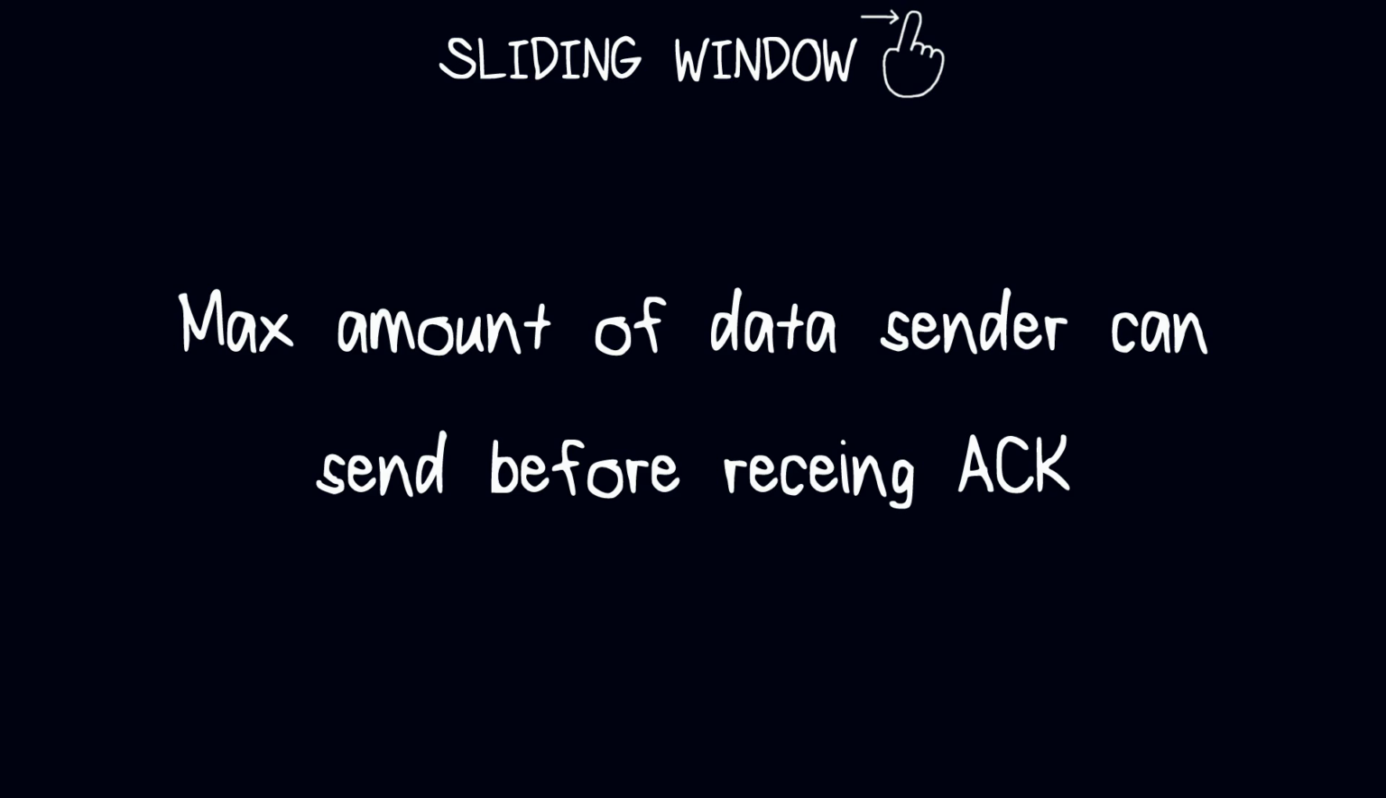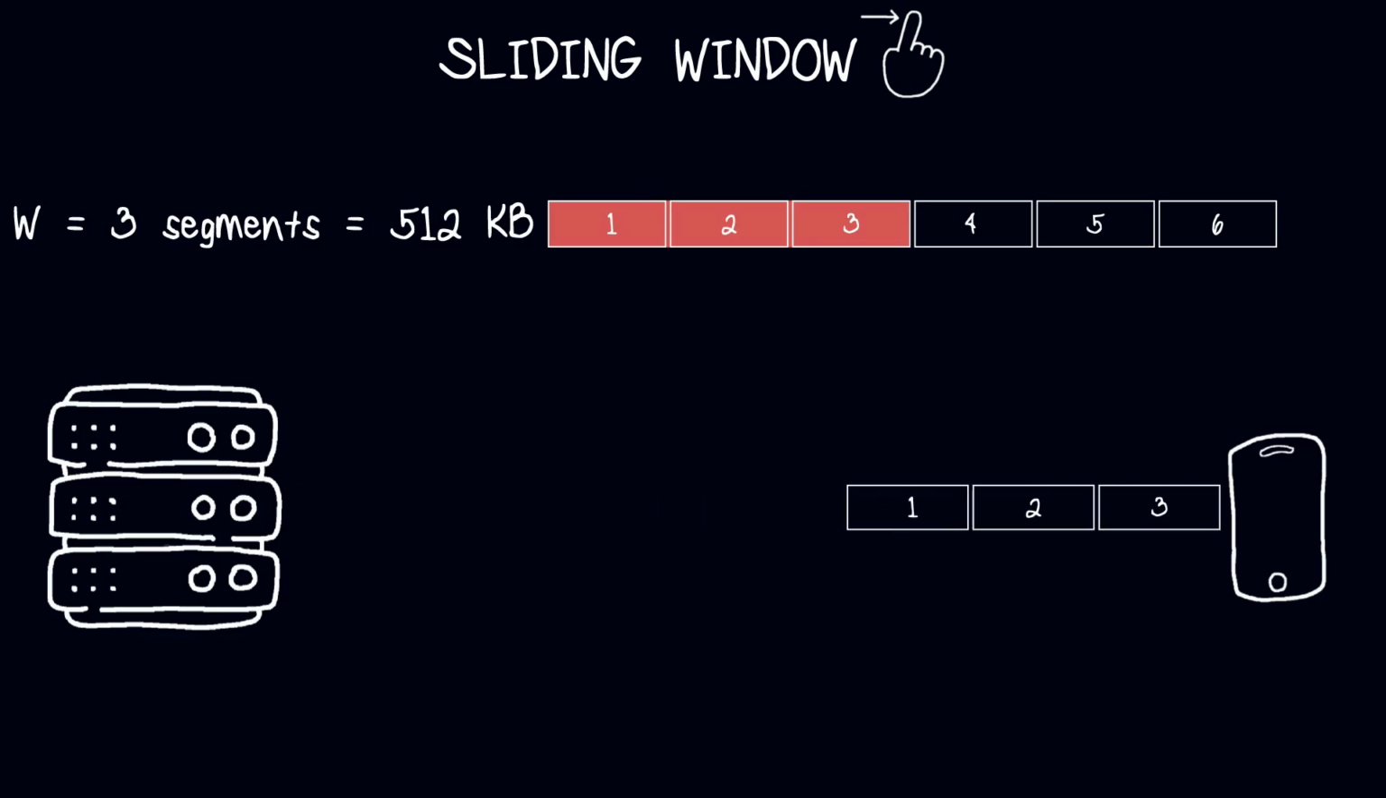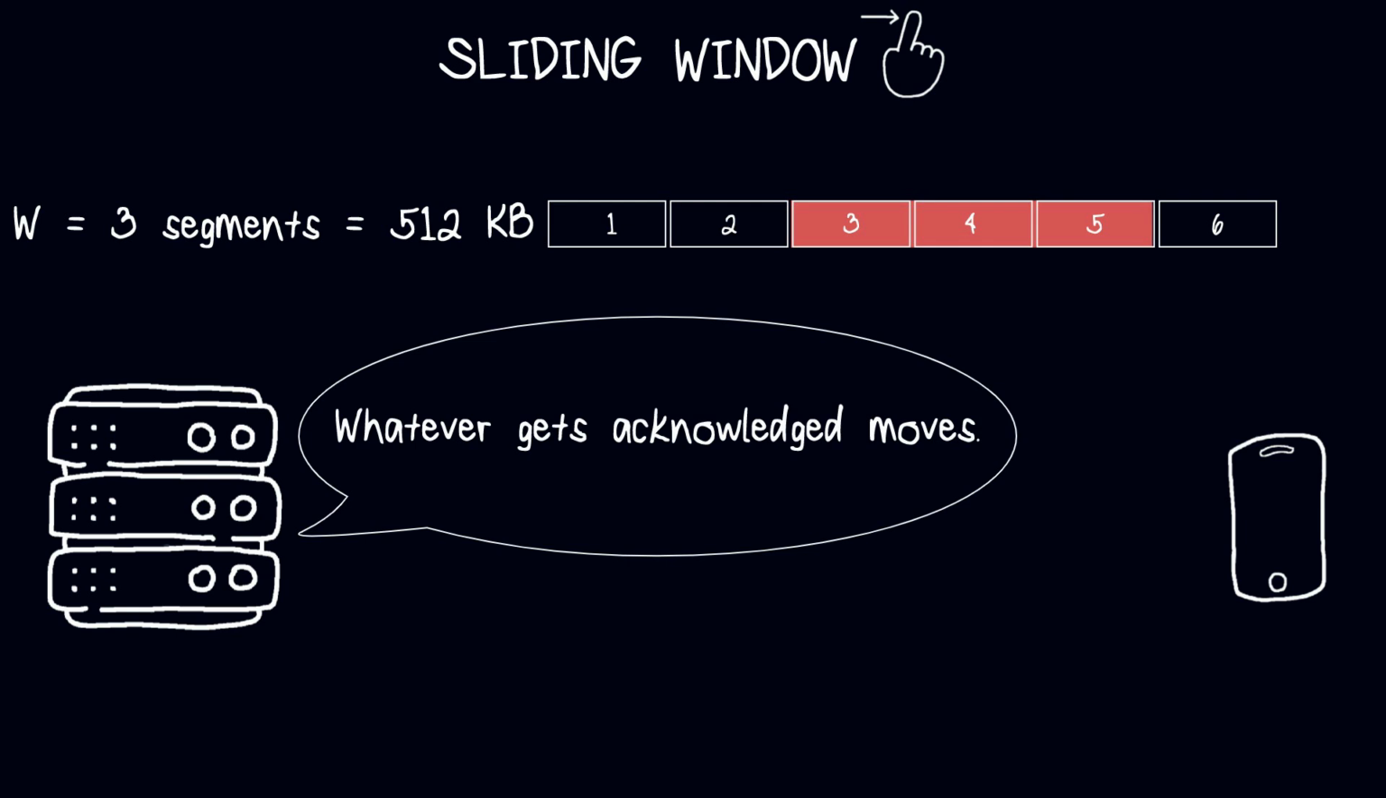TCP uses a technique called sliding window to manage flow control. The sliding window represents the maximum amount of data that the sender can transmit before waiting for an acknowledgement from the receiver. Initially, the sender sends a segment of data equal to the size of the receiver's window. As the receiver processes and acknowledges the data, the window slides forward, allowing the sender to transmit additional packets.